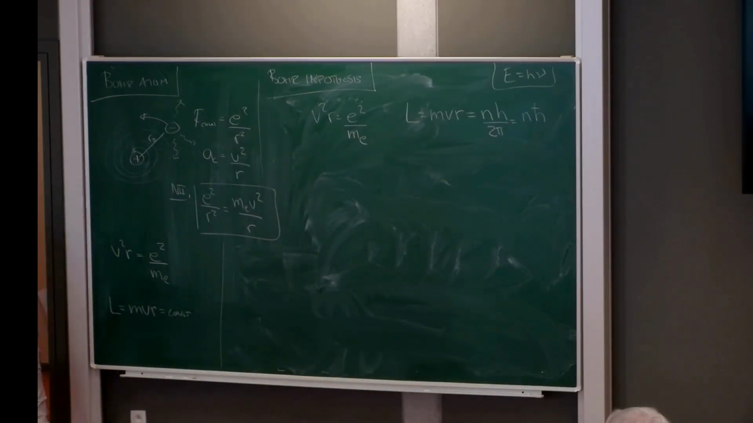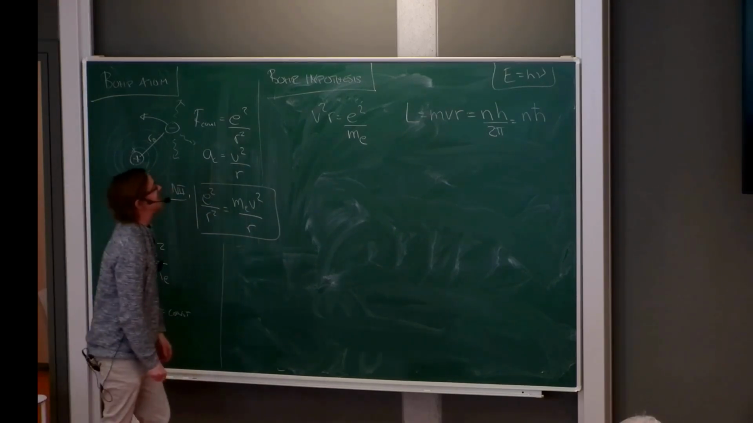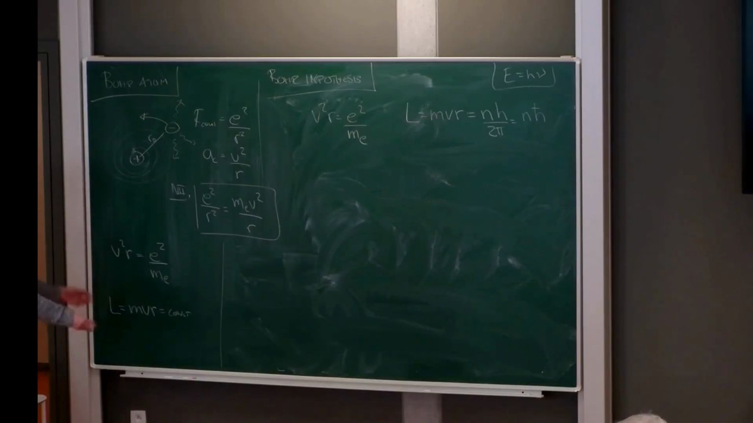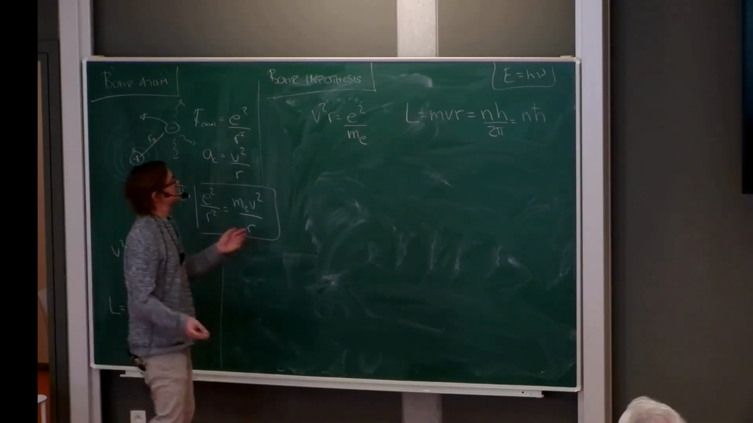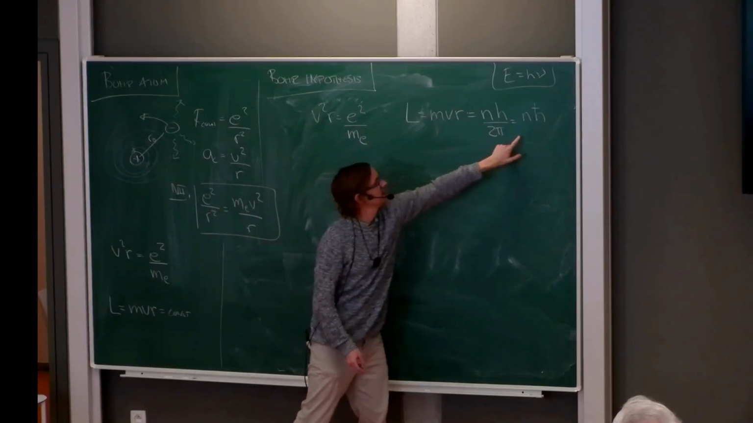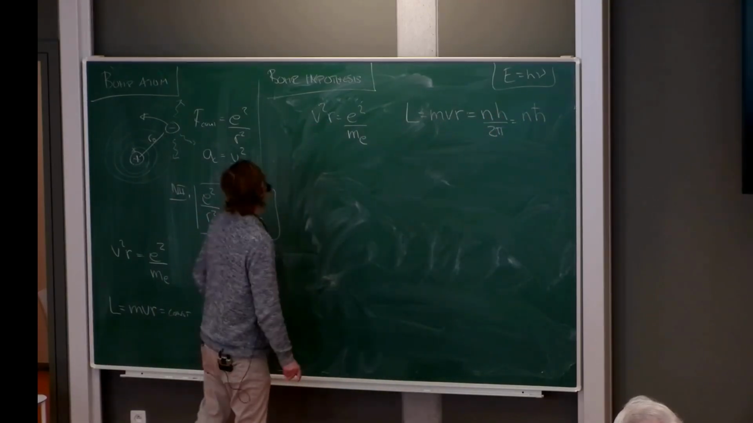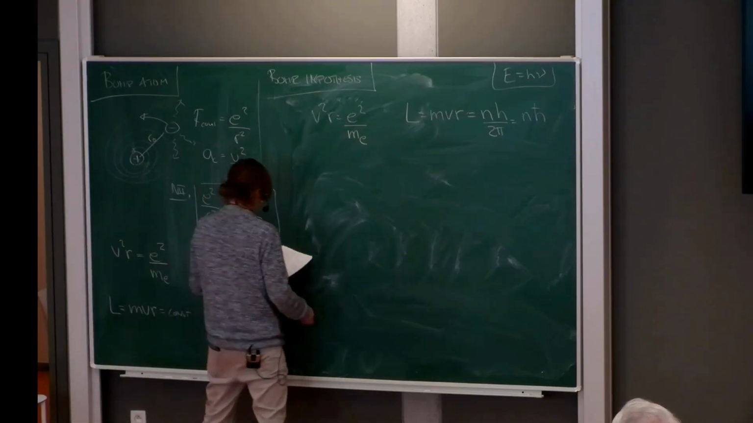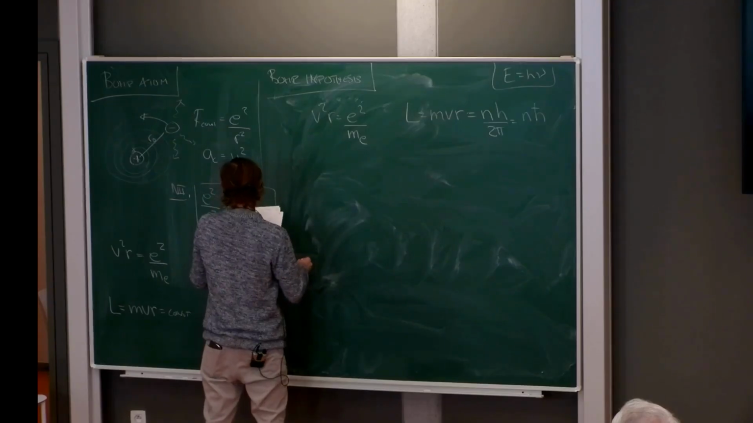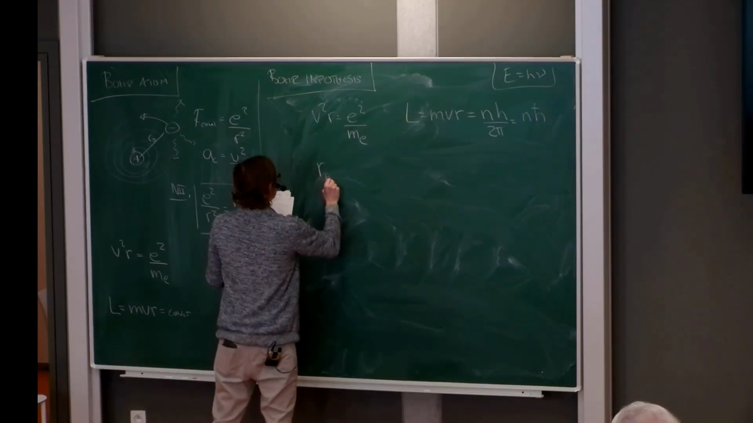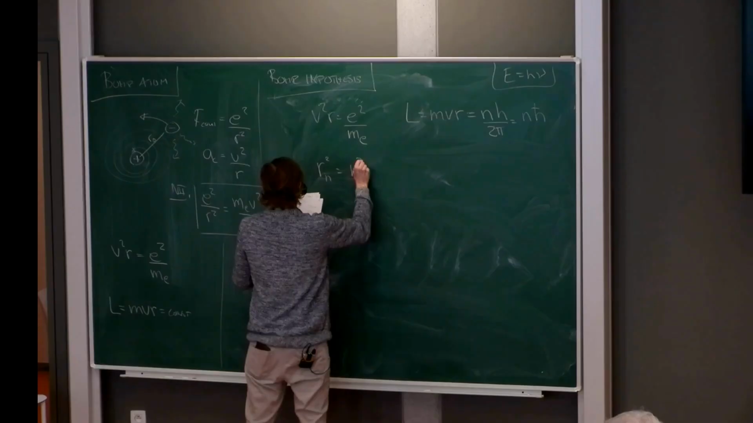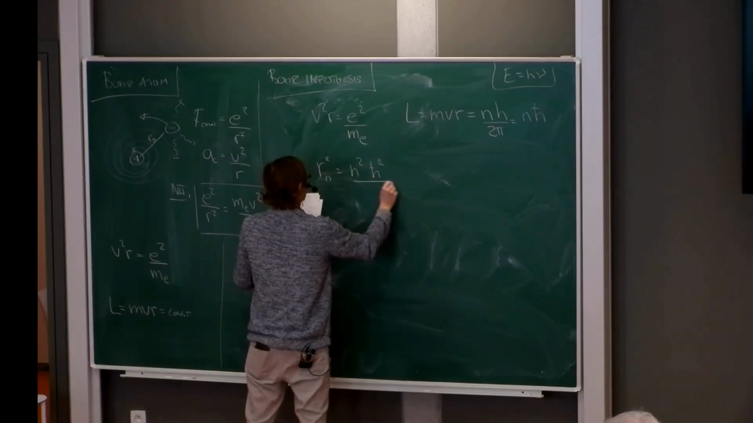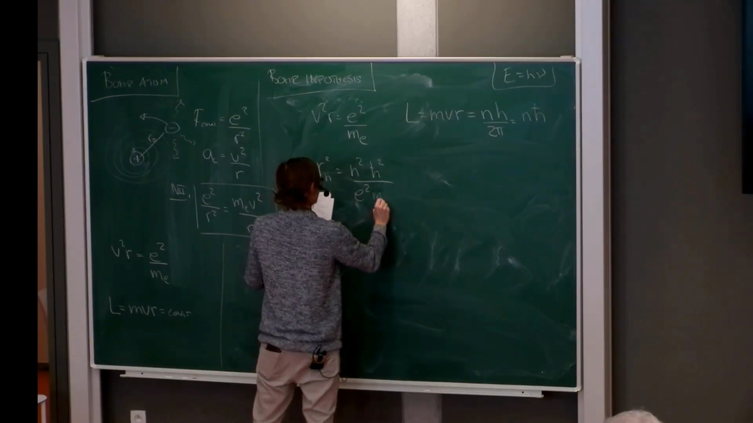So, then you suddenly have two equations with two unknowns, R and V, for a given n. So it's just again a little exercise for you to show that the stable configurations are just given by these here.